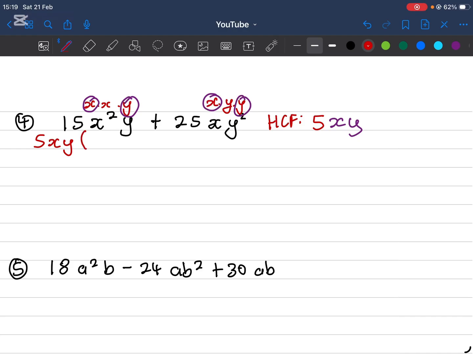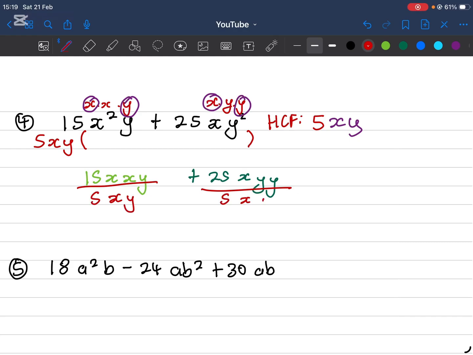We're going to then open up our brackets and close our brackets, and now we're going to do our small calculation. So 15 x squared y, and the other term is plus 25. Actually, let's write it like this: x squared can be written as x times x, right? And the other term is plus 25xy squared. We're going to go ahead and divide both by 5xy and 5xy.